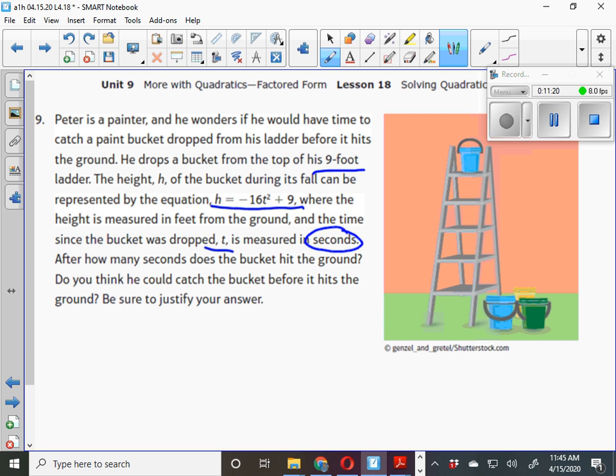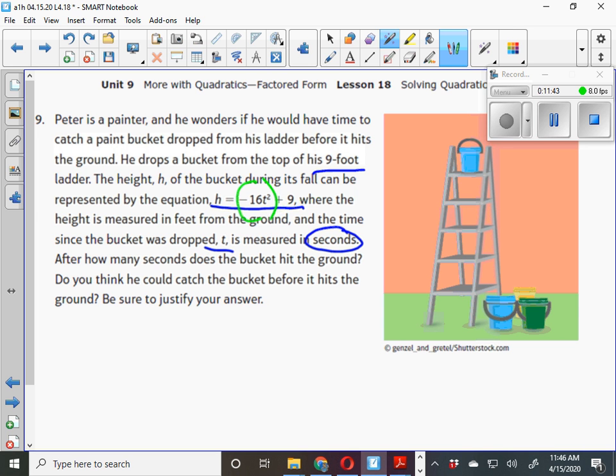After how many seconds does the bucket hit the ground? Do you think he could catch the bucket before it hits the ground? Be sure to justify your answer. Now, let's go back and make sure we make sense of this. That tells us that this is 9 feet above the ground. This is velocity, so we know this is a parabola that's facing down.